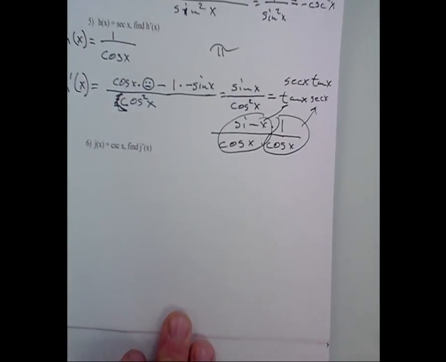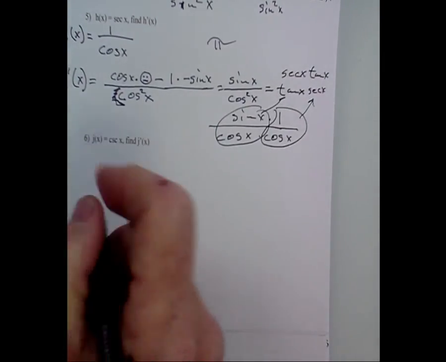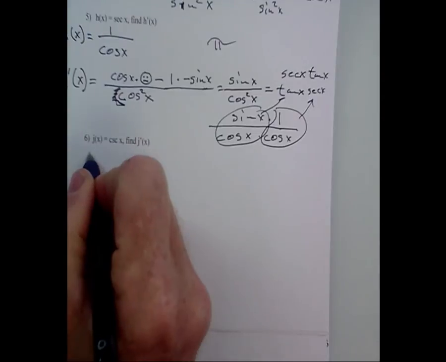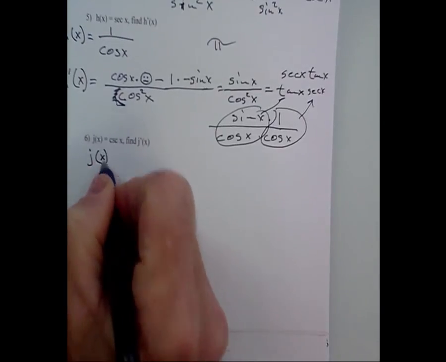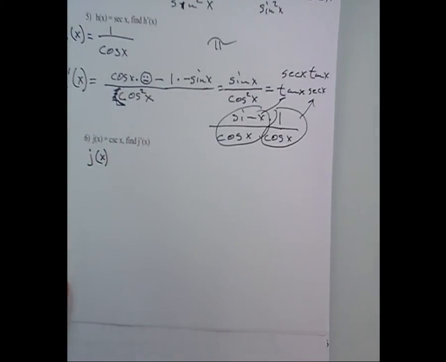Alrighty. Noah. What do you think your first step is to do with J? There's been kind of a pattern here. Look at number 5.